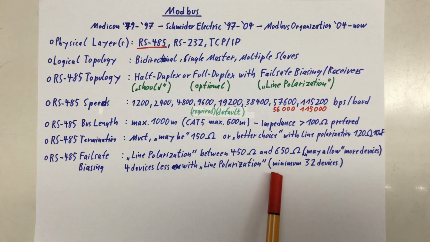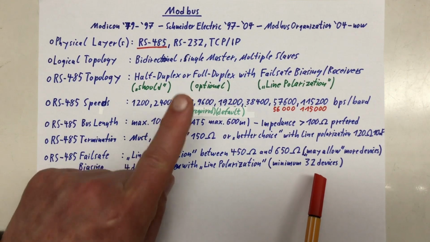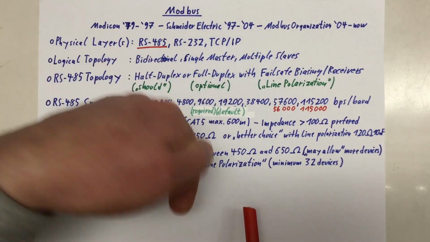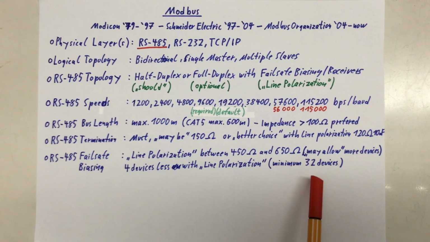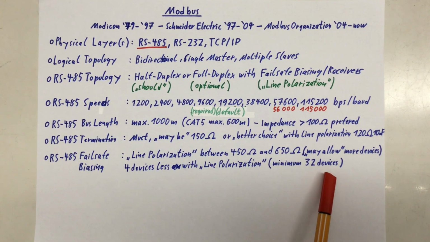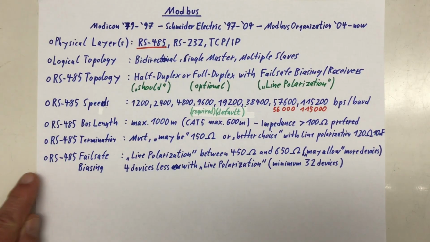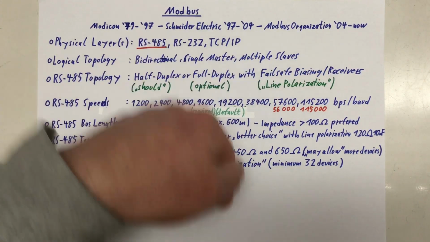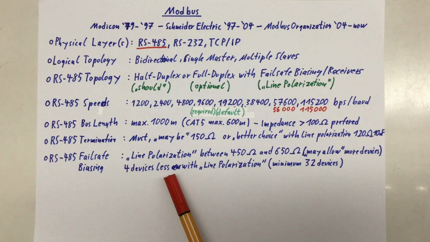A Modbus normally supports a minimum of 32 devices, and if you remember part 1 of the basics, card here, link in the description, an RS-485 bus supports 32 unit loads. If you watch the second video about the details of RS-485, card here, link in the description, you might notice that 4 devices less is quite a low number. So how can they get away with that?